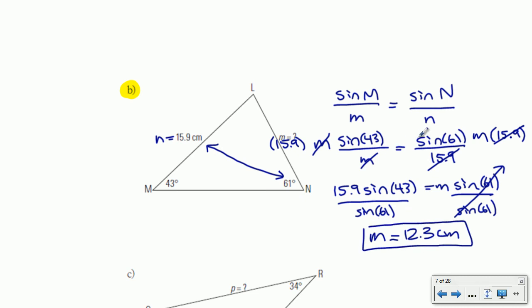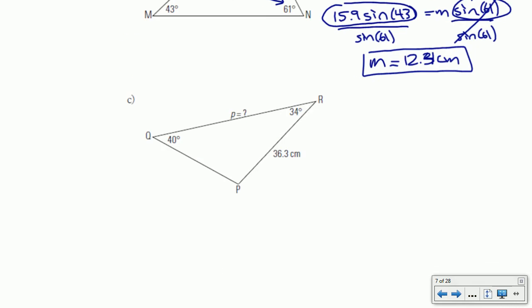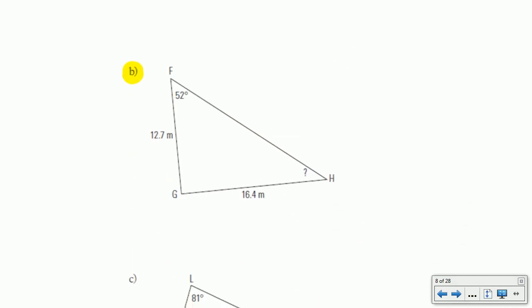And again, if you prefer to work with the numbers in the intermediate steps, that's totally fine. You can figure out what this number is and then figure out what this number is. So there you would basically have 10.84 equals m times 0.8746. And then you can divide both sides by this 0.8746, and you'd get the same kind of thing. I guess that should be a 12.4. All right, I'll leave the rest for you to do, and we'll do question number 4b together as well.